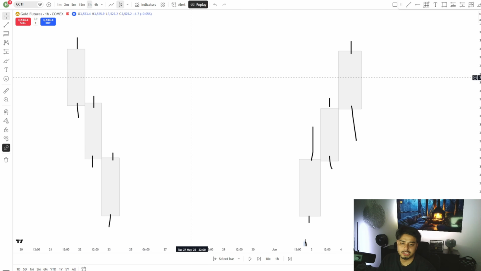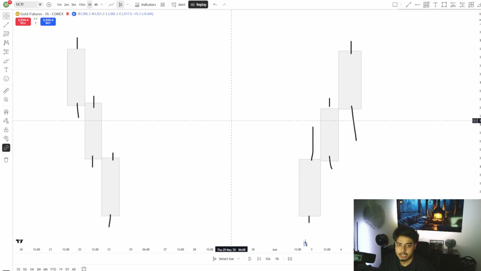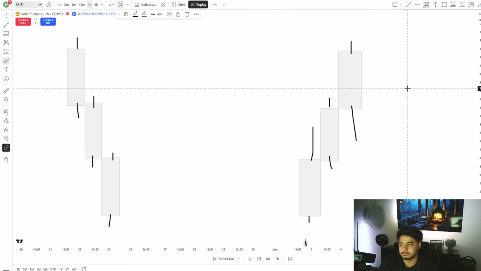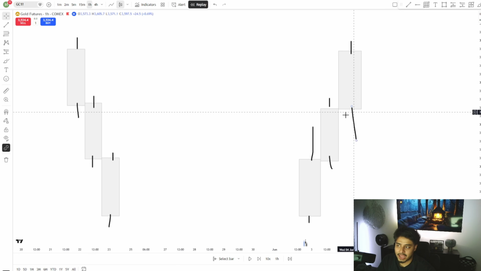Any color, who cares about that? As long as it's 3 candles, space in the middle, that's all that matters. Now, for you guys that's watching, is this a fair value gap right over here? What do you guys think? For the ones that said no, correct. This is not a fair value gap.